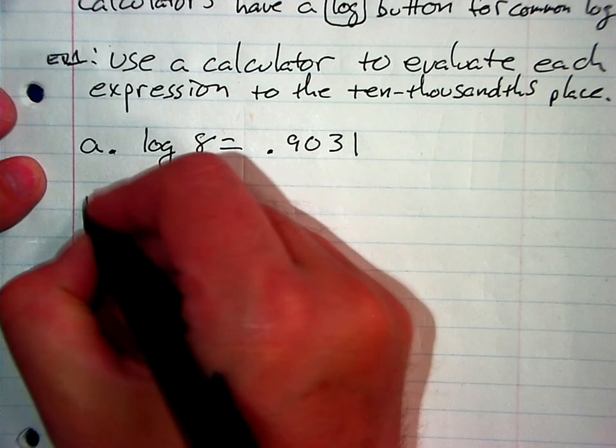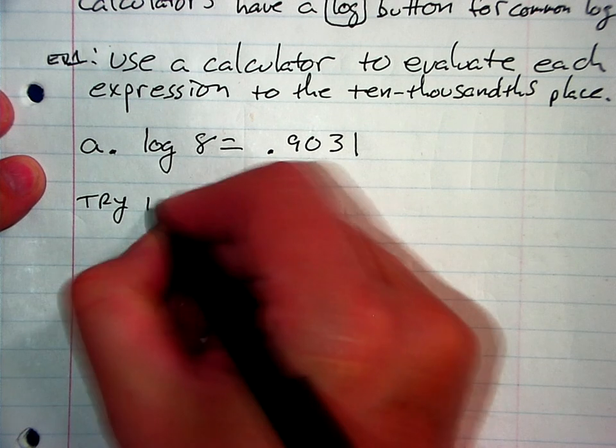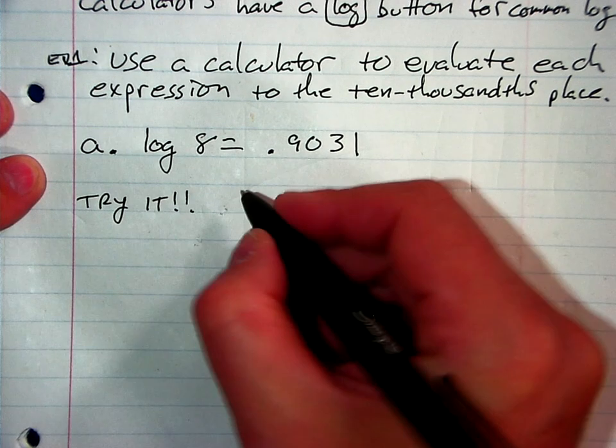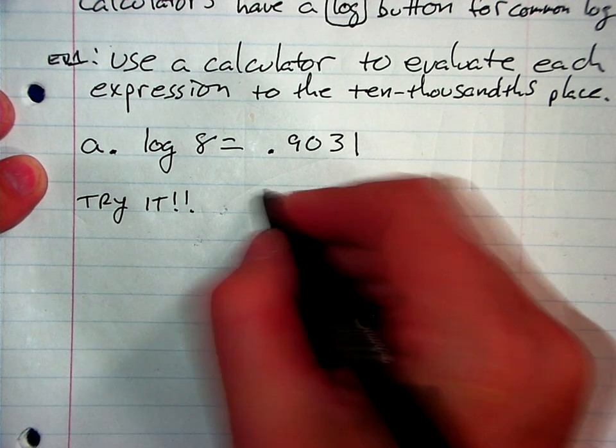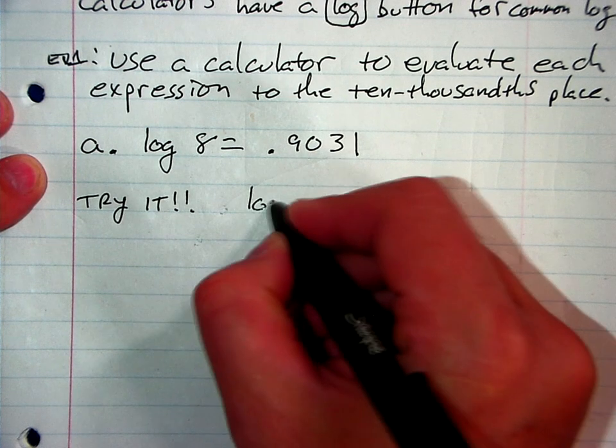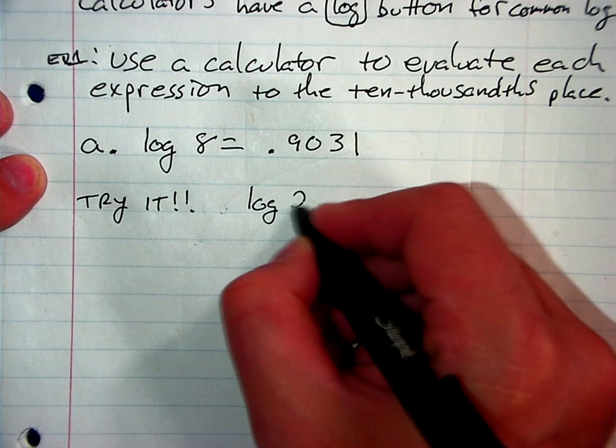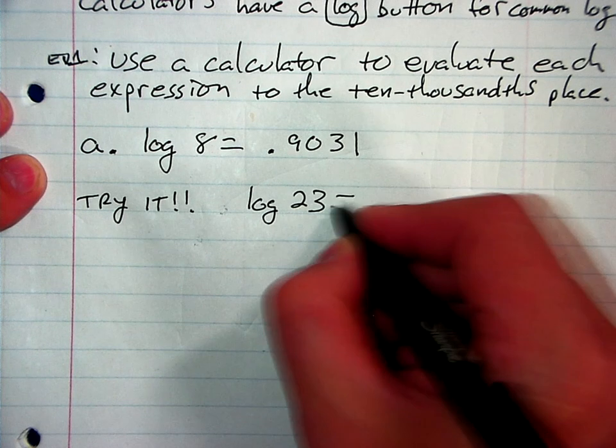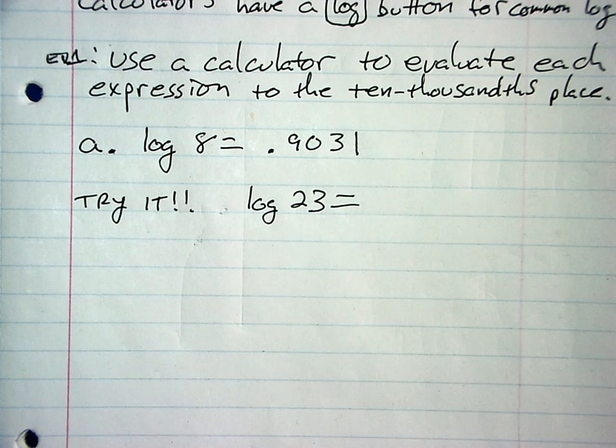All right, try it. Please help your neighbor. Log base 10 of 23 equals what? Once your neighbor has the answer, please make sure they have the correct answer and have rounded it correctly, four places to the 10,000ths, please.